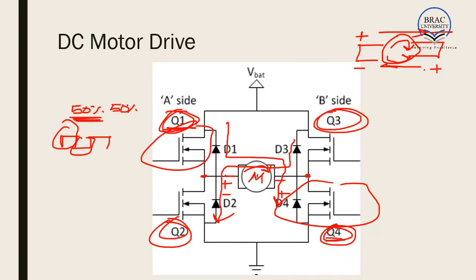Instead of 50%, we can make it 75%, 25%. We can change the duty cycle as we like, and by changing the duty cycle of the input of these gates, we can actually change the power consumed by the motor, which will in turn change the speed of the motor. If the power consumed by the motor rises, the speed rises. If the power consumed falls, the speed also falls. That is, using this H bridge, which has the same operating principle as an inverter, a full bridge inverter, we can control the direction and speed of a DC motor.